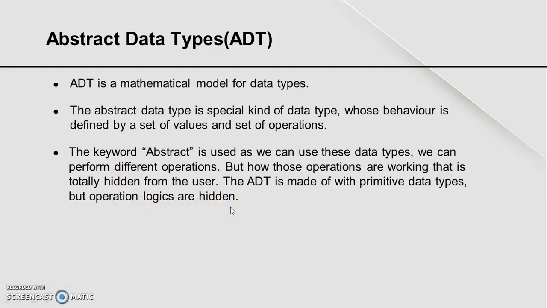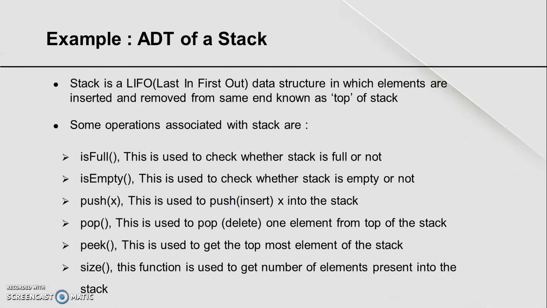So in this subject we are going to define the ADT or abstract data type of many data structures. For example, over here we have the ADT of a stack. First of all, we should know what a stack is. A stack is a LIFO, that is last in first out, data structure, in which elements are inserted and removed from the same end, known as the top of the stack. It is a very common example, like a stack of books or a stack of plates.